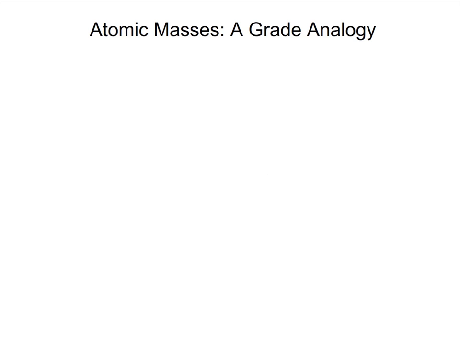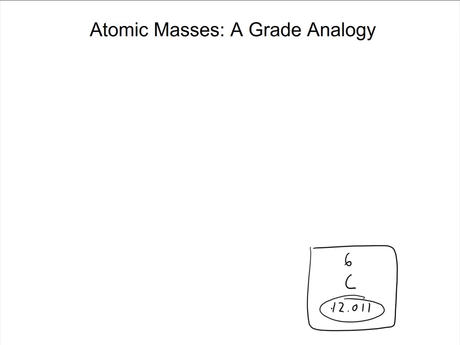Okay, atomic masses. So this is to cover, if you look at your periodic table, you'll see atomic masses on the square. Like, for instance, you'll see a 6, C, and you'll see 12.011 for carbon. And this number is determined from a weighted average of all the known isotopes present.